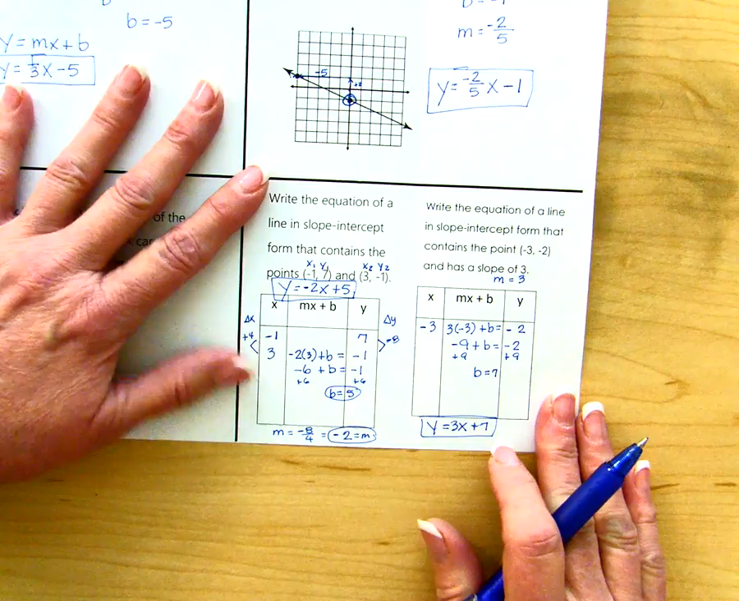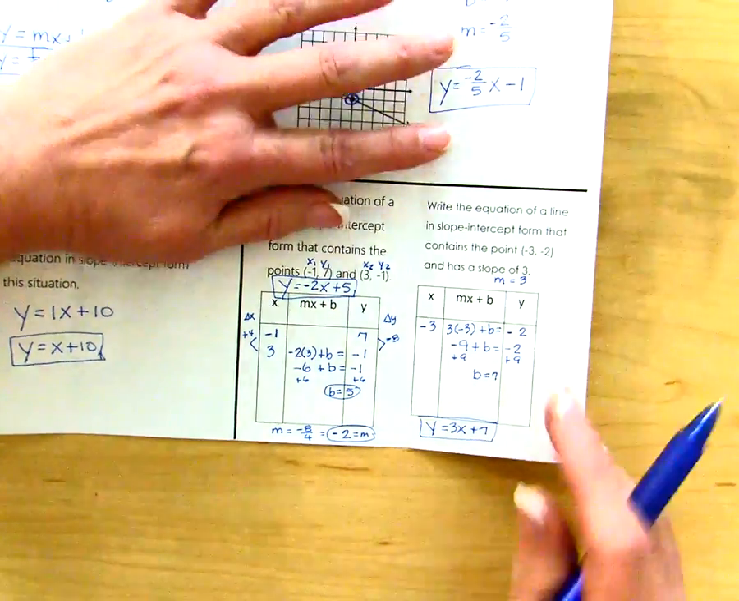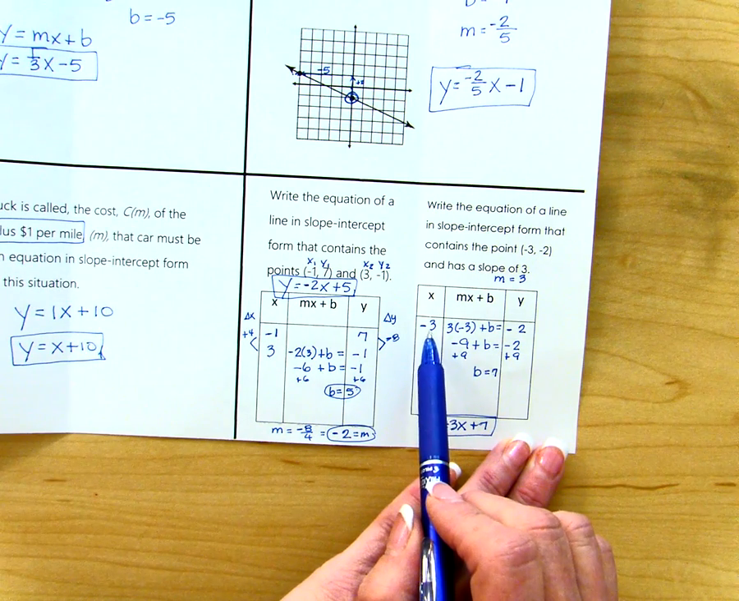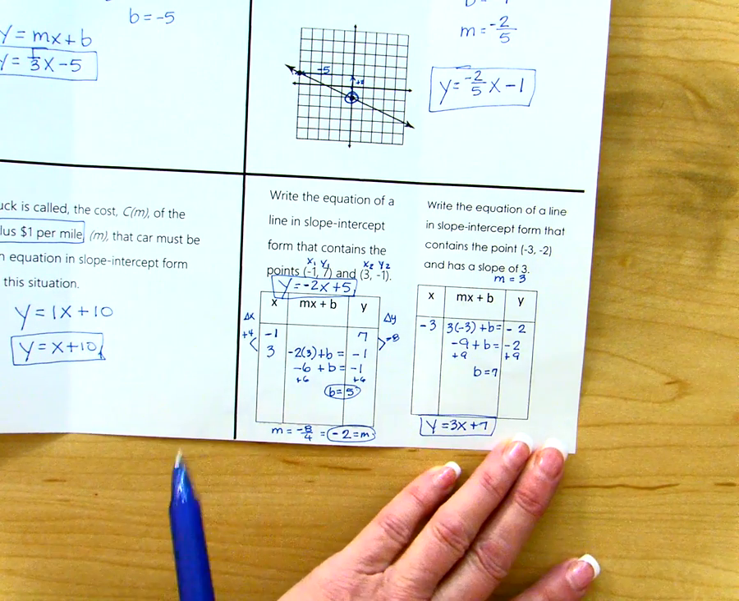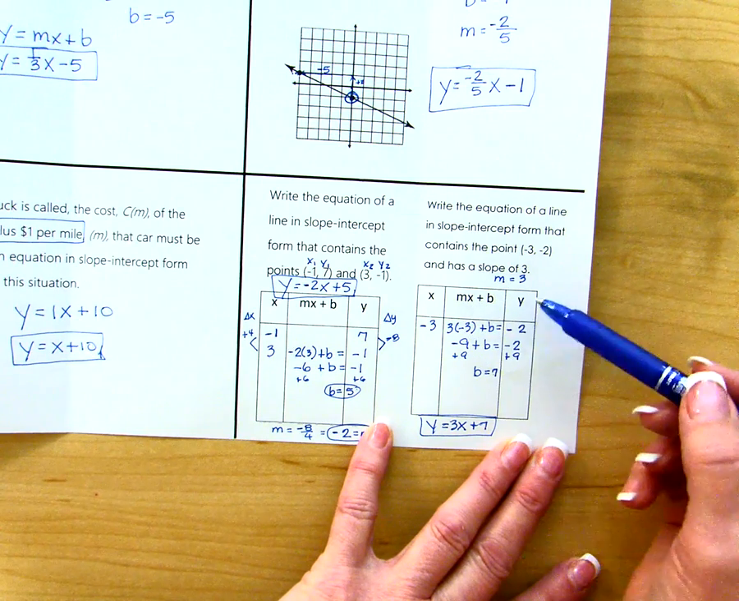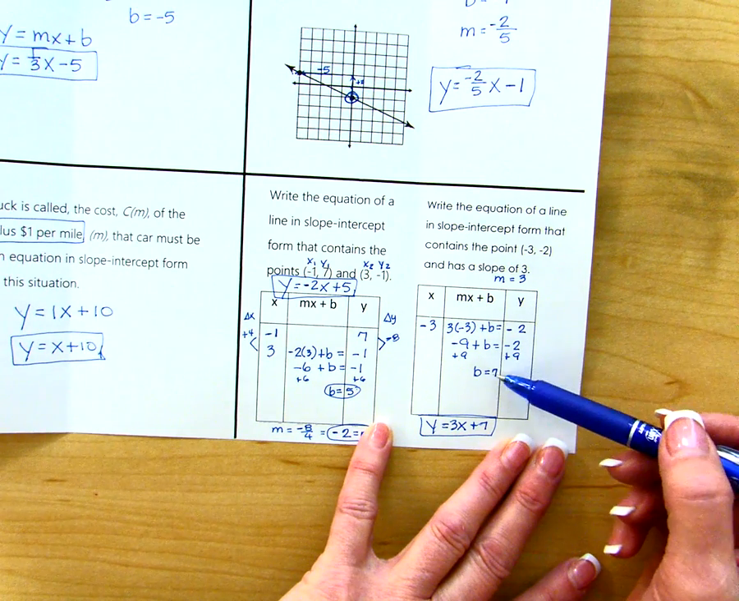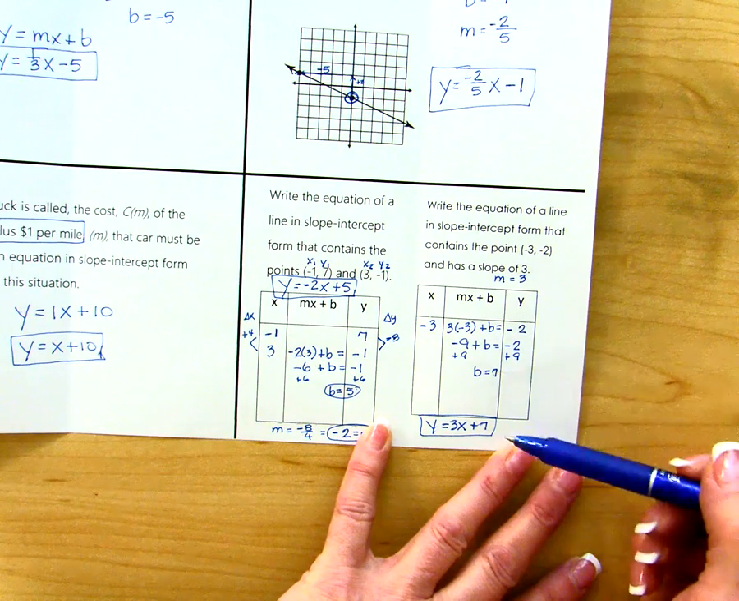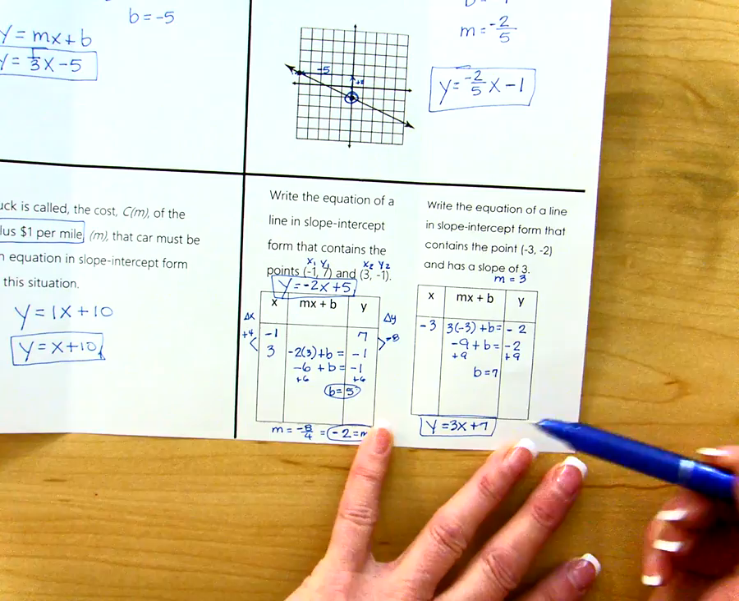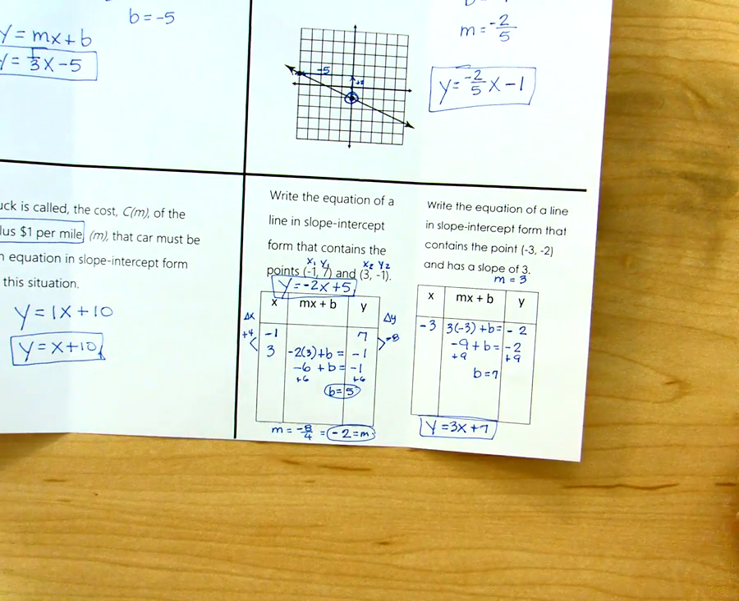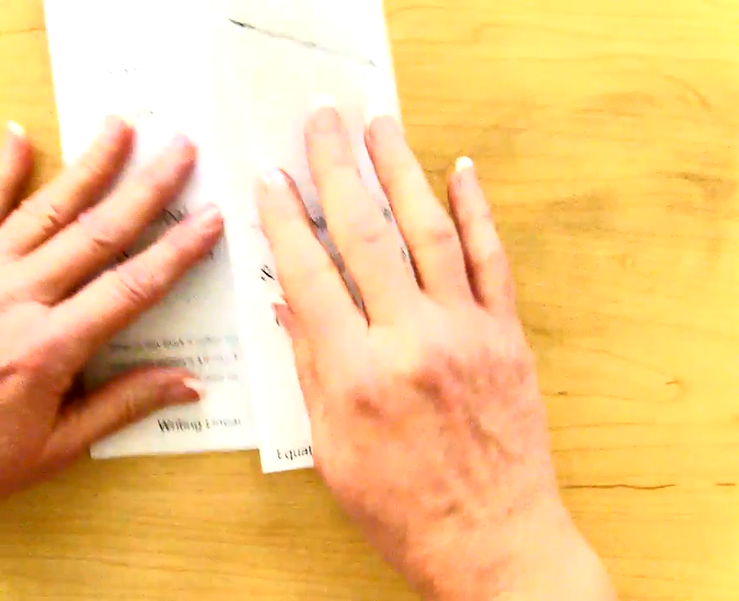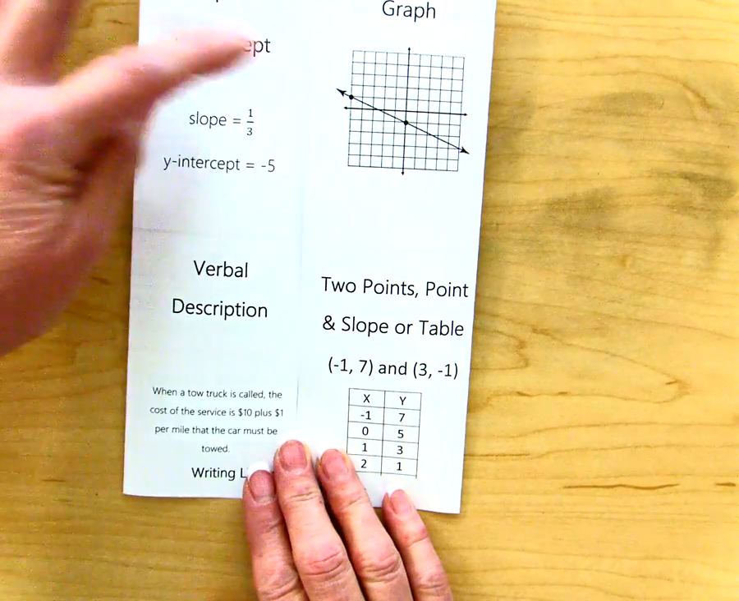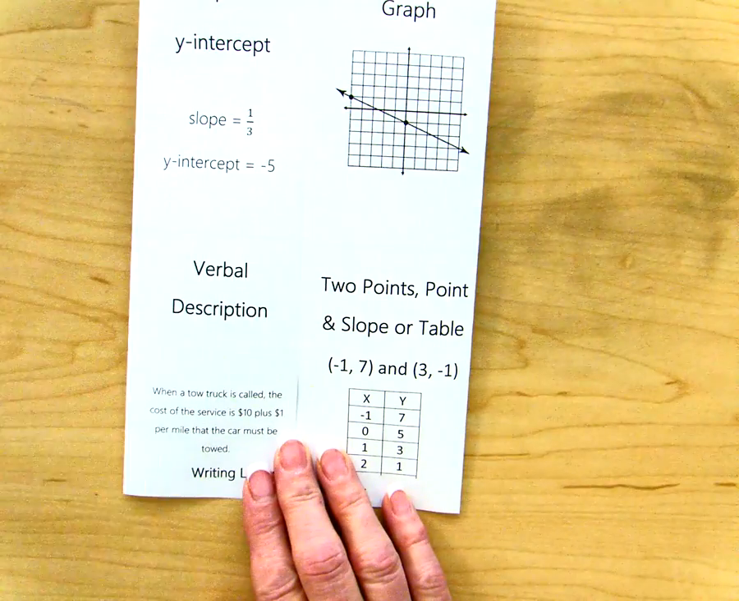On this side, they gave us 1 point and they gave us a slope. So all we have to do here is find that y-intercept. Again, we're going to use our x and our y and the slope that they give us, substitute in for the things that we know, and then solve for what we don't know. Use the slope that you were given, use the y-intercept you just found, plug those into the formula, and you have your equation in slope-intercept form. So this has been writing an equation in slope-intercept form, given slope and y-intercept, graph, 2 points, and a verbal description.